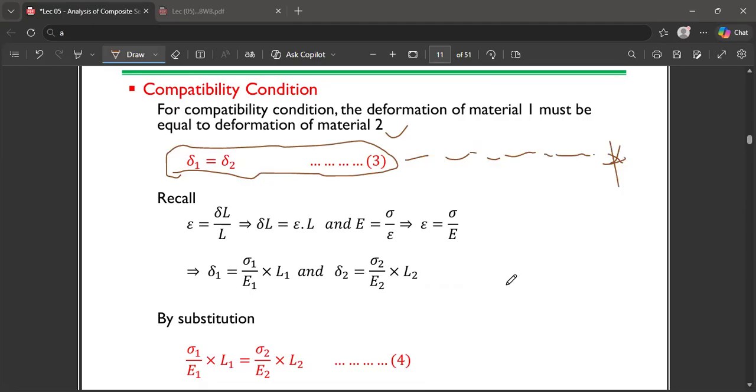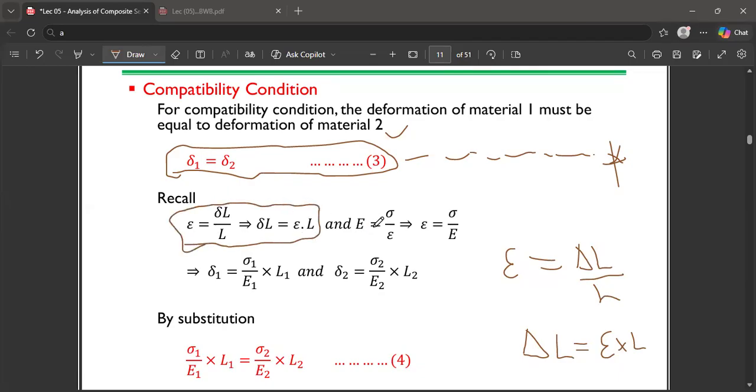Okay, good. From lecture 1 we learned that strain is equal to change in length over original length. So if you want to make the change in length the subject, you realize that our formula is now going to become our strain times the length. So that is what you are seeing over here.